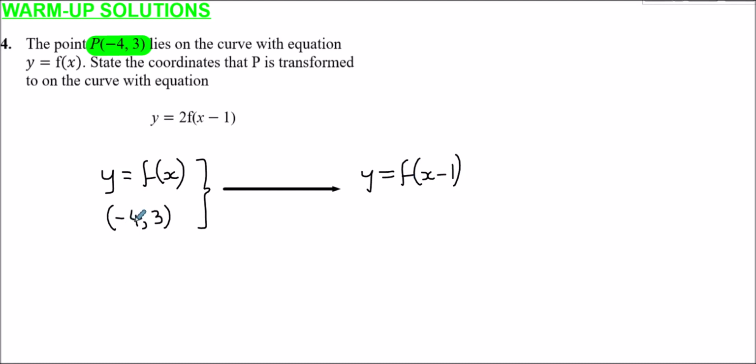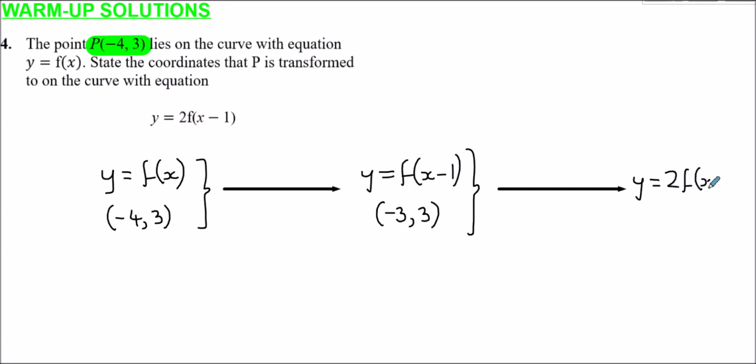So this minus 4 here becomes minus 3 for f of x minus 1. The y-coordinate is not affected, so that stays at 3. So now we've made one change. We've got to the f of x minus 1. The next thing we can do is go one step further and bring in this 2.